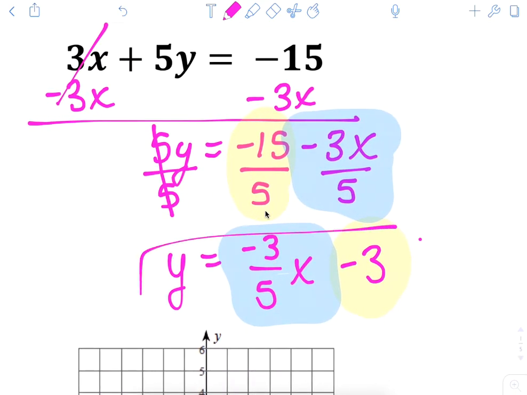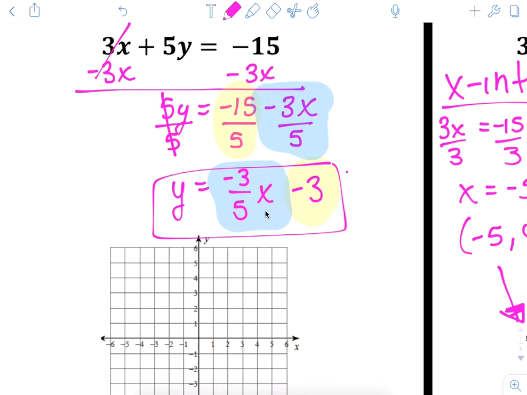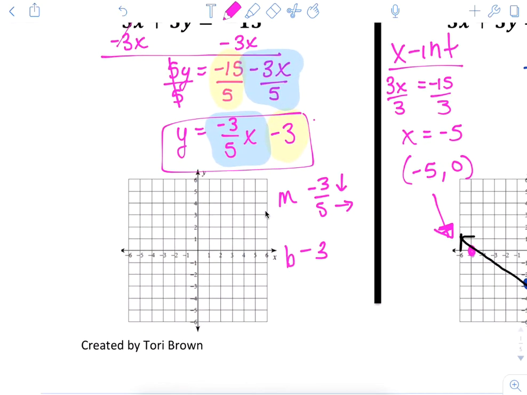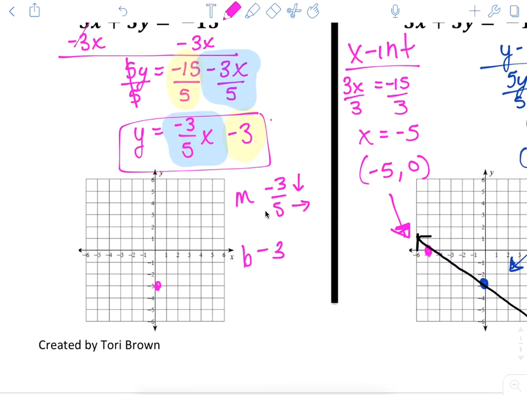Okay, so yes, I did switch the order, and yes, I simplified the fractions. I simplified the yellow. Okay, so right now my m is negative 3/5. That's down 3, right 5. And my b is negative 3. So if I graph that, this would be old school. Begin at negative 3, go down 3, right 5. Going backwards, I would go up 3 and left 5.